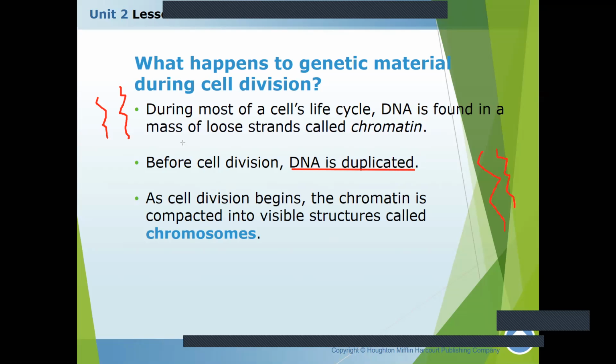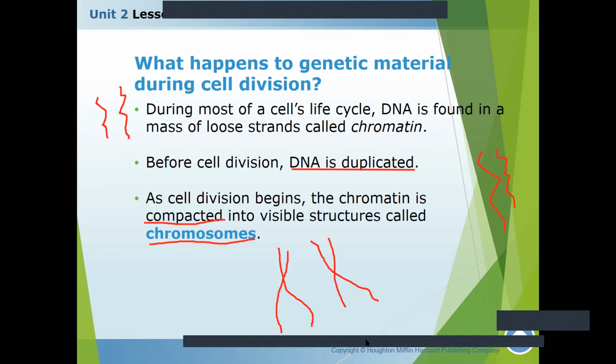So before the cell division, the DNA is duplicated. As cell division begins, the chromatin is compacted, which means it is packed. Compacted means it becomes packed. They become very packed structures like these, and those are called chromosomes.